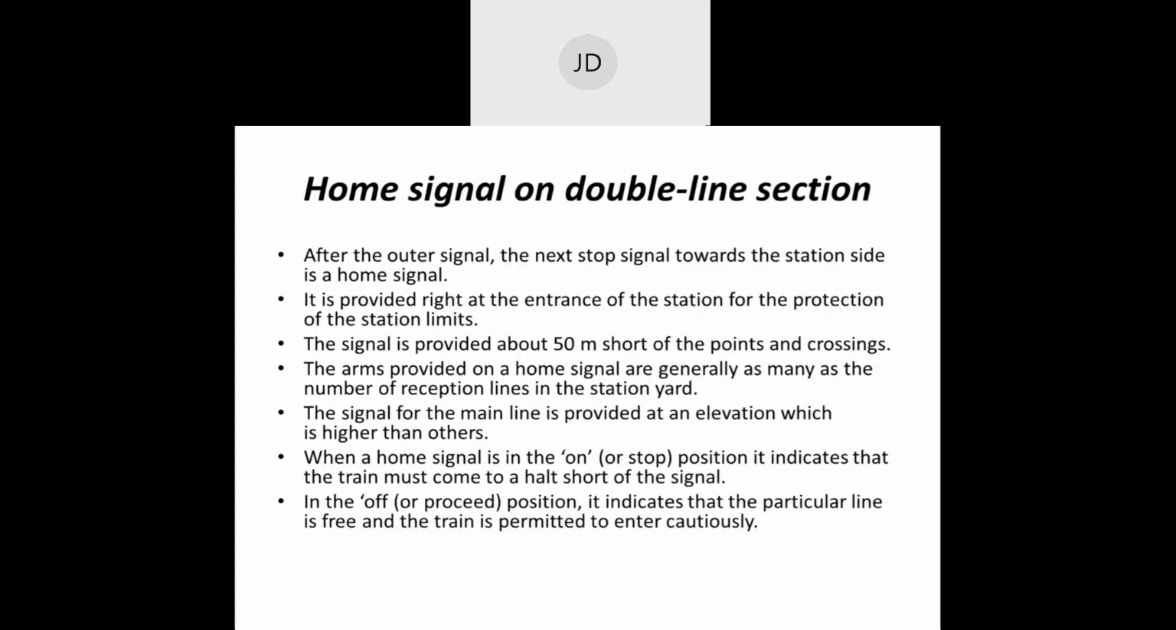And when it is off, that means proceed position, it indicates that the particular line is free and the train is permitted to enter cautiously. That means whenever your home signal is off, it gives permission to a particular train to enter a branch line, or you can say enter a particular line which is actually free, and the train is permitted to enter that branch line cautiously.